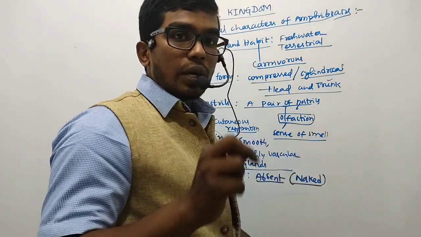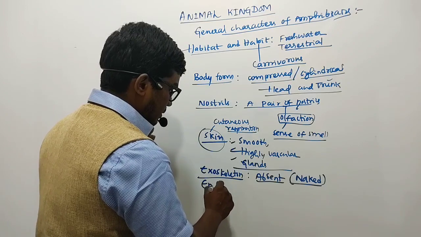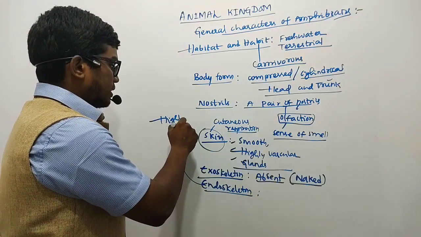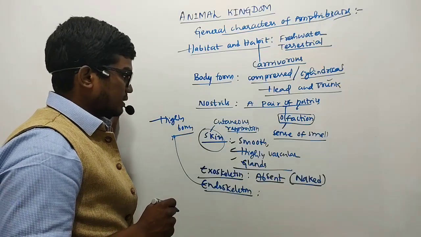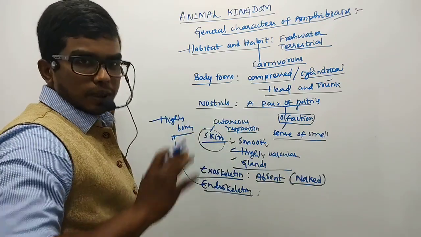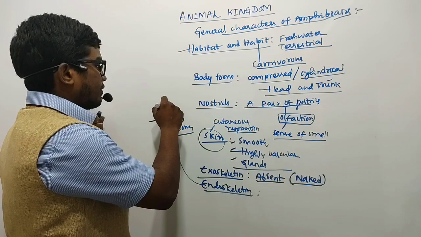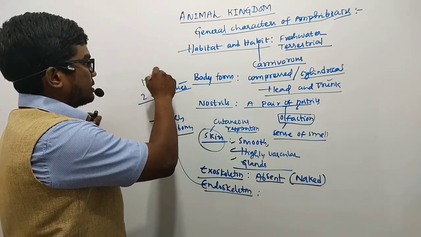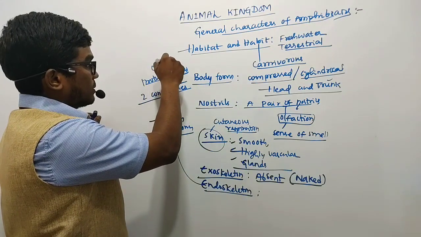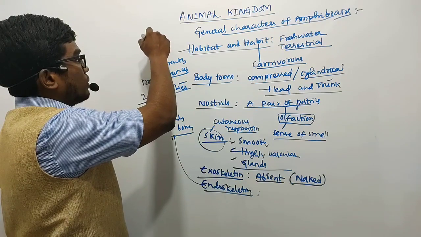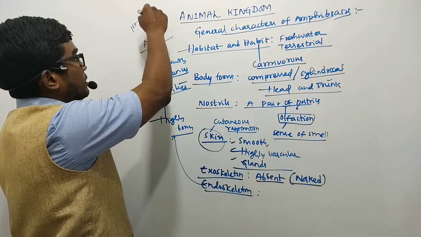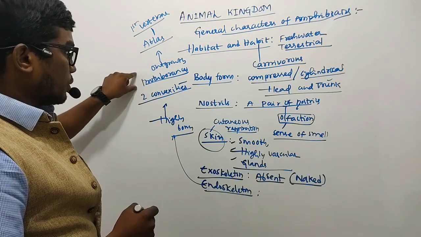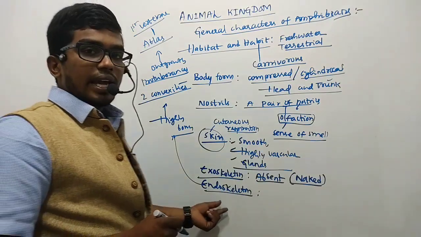When we talk about the endoskeleton, it is very important to note that it is highly bony in nature. Understand that the endoskeleton is made up of bones. This endoskeleton has two convexities, or protuberances, or outgrowths rather, through which it attaches to the first vertebra called the atlas. Those are called convexities or protuberances, which are present with respect to the endoskeleton itself.